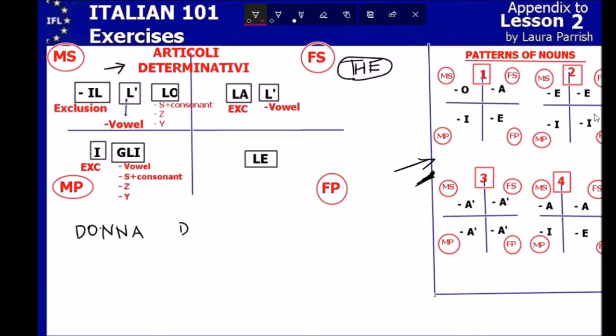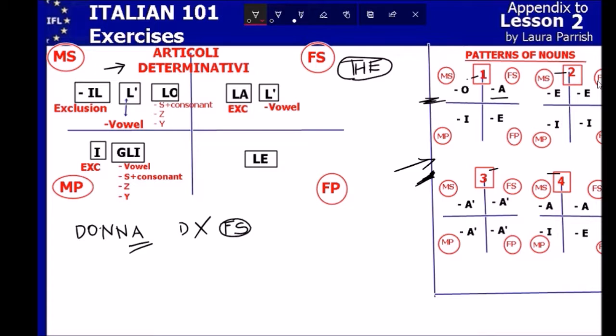So, donna, you can see, belongs to this pattern. This is pattern number 1, and you can see the last letter of this word is a. Basically, I want to tell you that patterns 1 and 2 are the most common. The other ones, 3 and 4, are very rare, but you need to know them anyway. So here, donna, ending in a, we know that it is feminine singular. The first step is to know the gender and number. This word is feminine and singular. So we have the gender and number. We got the first step.